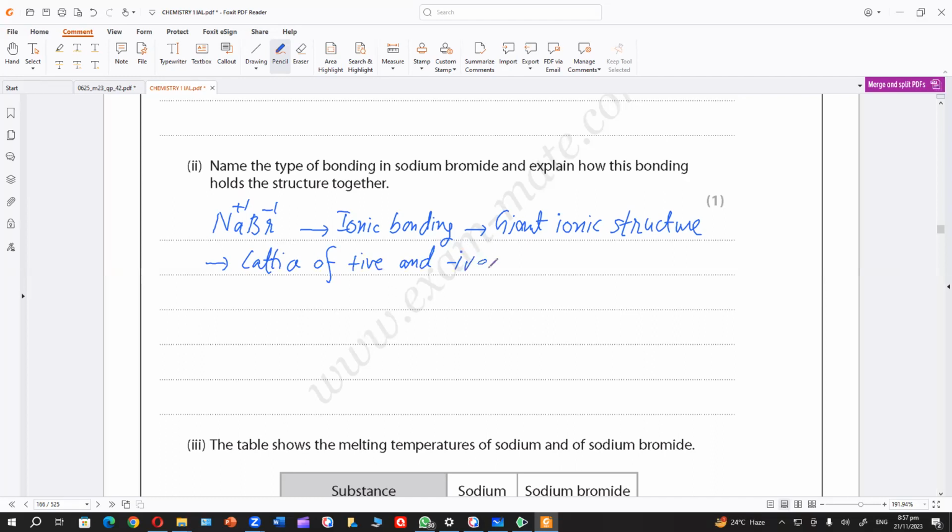Intermolecular won't be a good word. Otherwise, other things are right. Remember, sodium bromide is not a molecule. The word molecule is restricted for covalent compounds. Ionic compounds are not molecules.